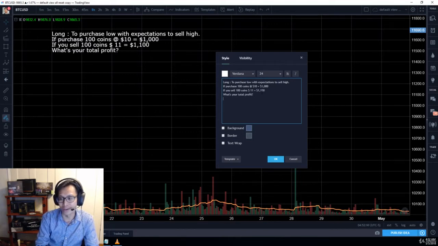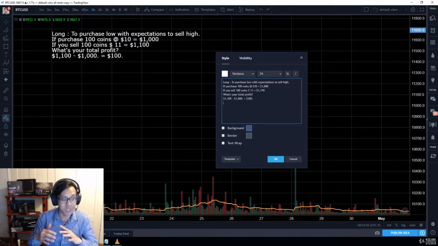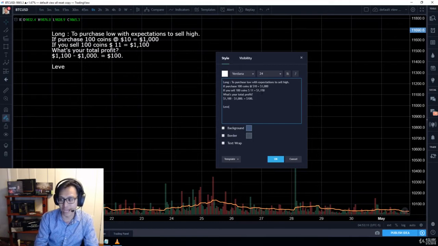Your total profit would be 1100 minus $1,000. That makes a lot of sense, which is equal to $100, right? So this is a super, super simple definition of actually going long. Now let's talk about it from the perspective of a leveraged long example.